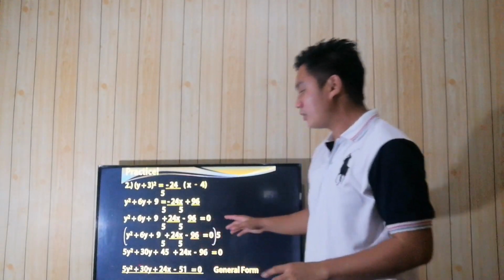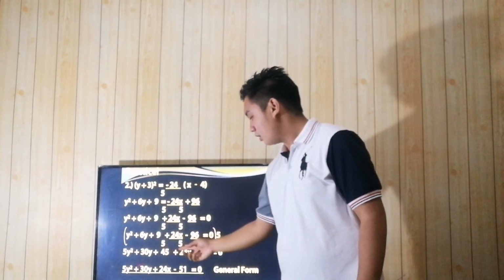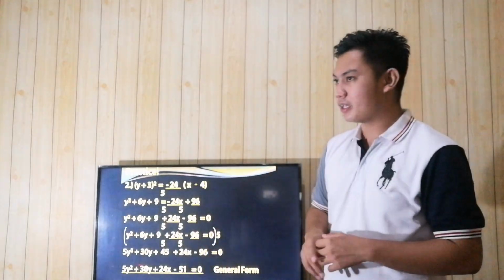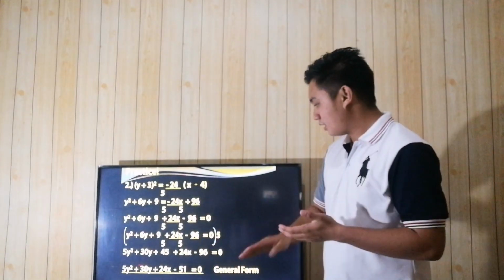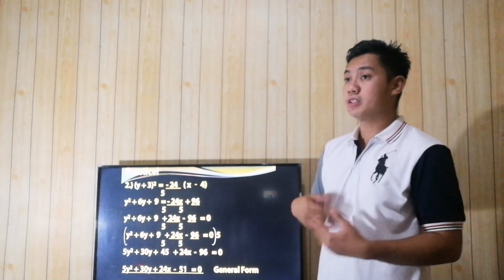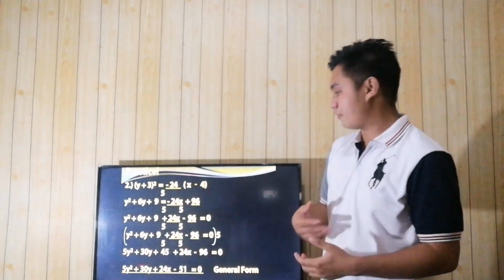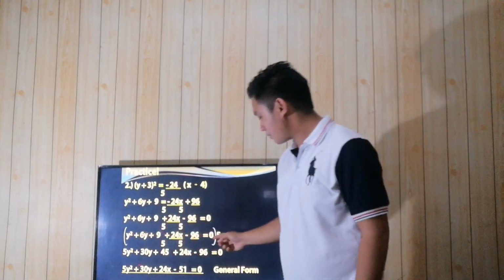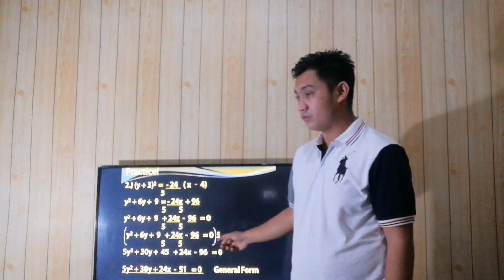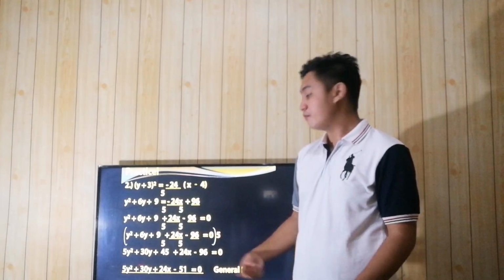Paano, ano natin sa equation? May the same tayo na denominator na 5. So, i-eliminate naman natin ang denominator, para wala siyang denominator. So, i-eliminate natin ang 5. Paano? Multiply both sides by 5. So, we have y squared times 5, 5y squared. 6y times 5, we have 30y. 9 times 5, we have 45.